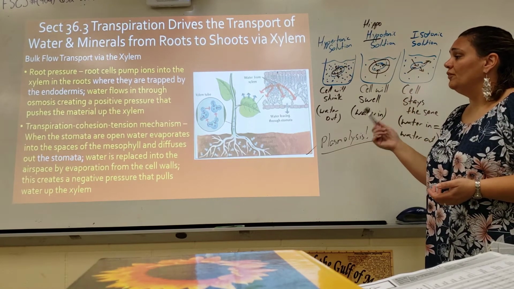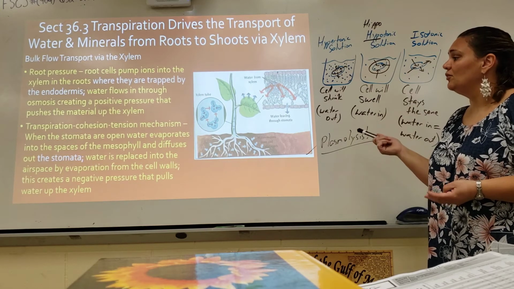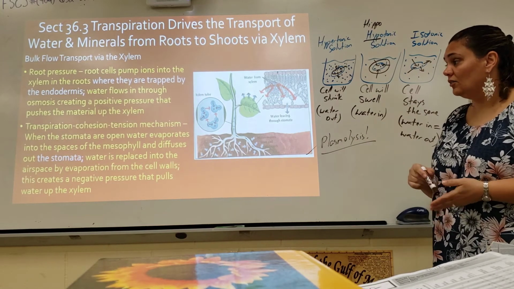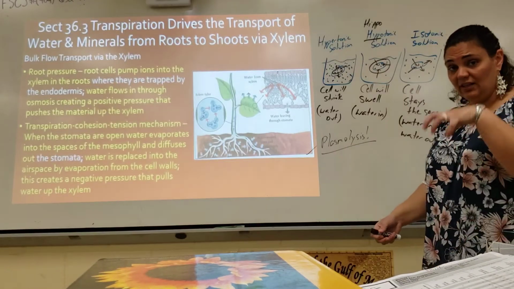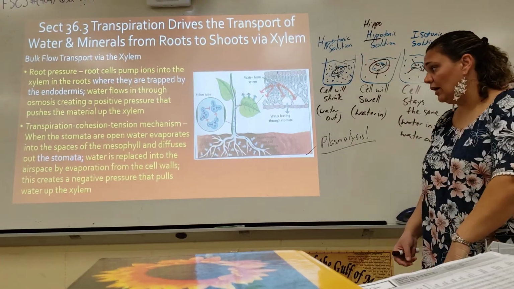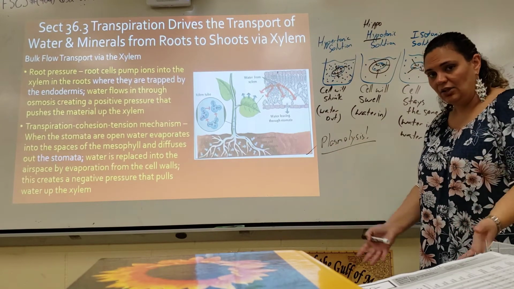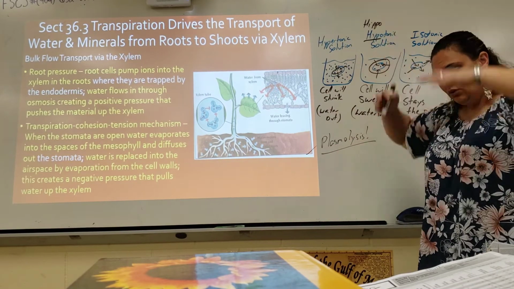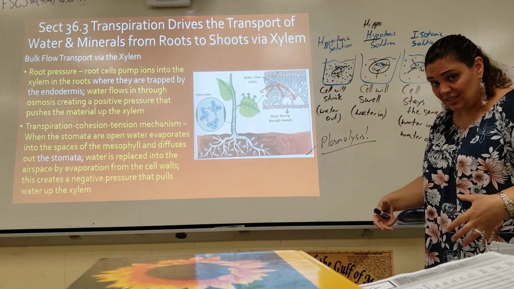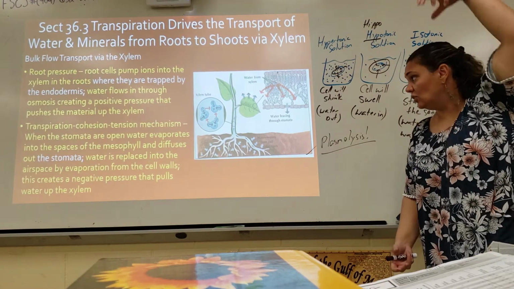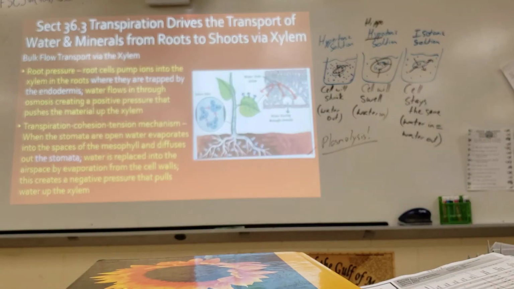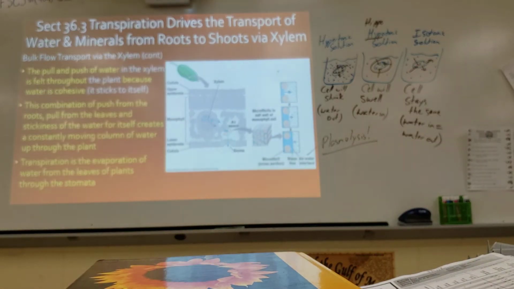When the stomata are open, water evaporates from the spaces in the mesophyll and diffuses out the stomata. Water is replaced in the airspace by evaporation from the cell walls. This creates a negative pressure and sucks it up. So you've got the positive pressure coming in, and then you've got the negative pressure pulling them up. You've got the positive pressure putting everything into the cells, into the roots, and then you've got the negative pressure pulling them up through the stems to the leaves. The combination of the two working together is how plants drink.